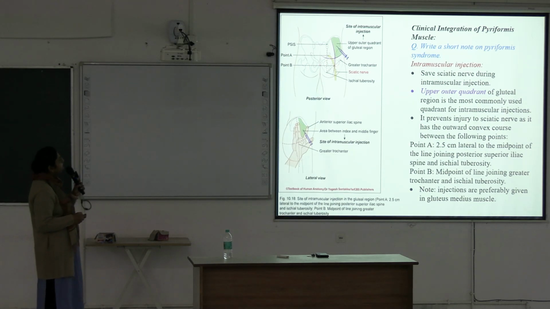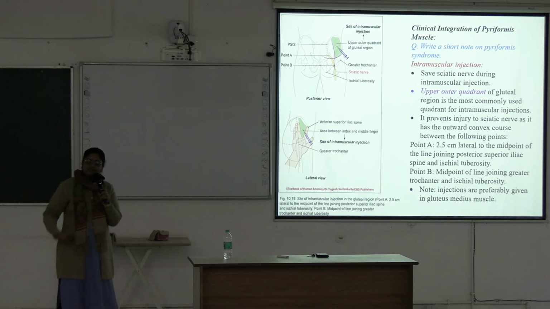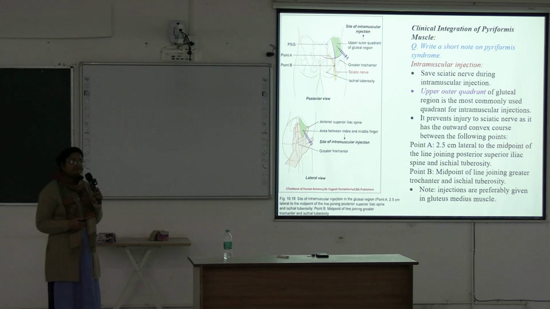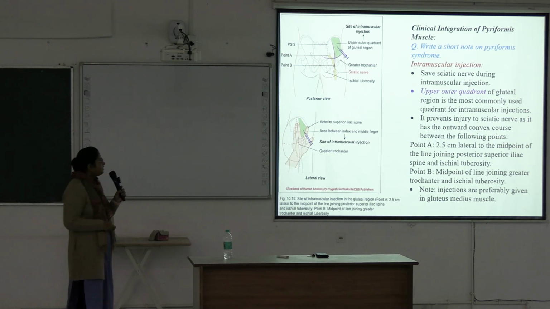Here is point A, point B. In between these 2 points it has a convex course. Okay, so if you give the injection in the other quadrants, there is high chance of injury to this sciatic nerve. It is a very important nerve for the posterior compartment muscles. If it is injured, there will be paralysis or pain or tingling, numbness, all that will be there.